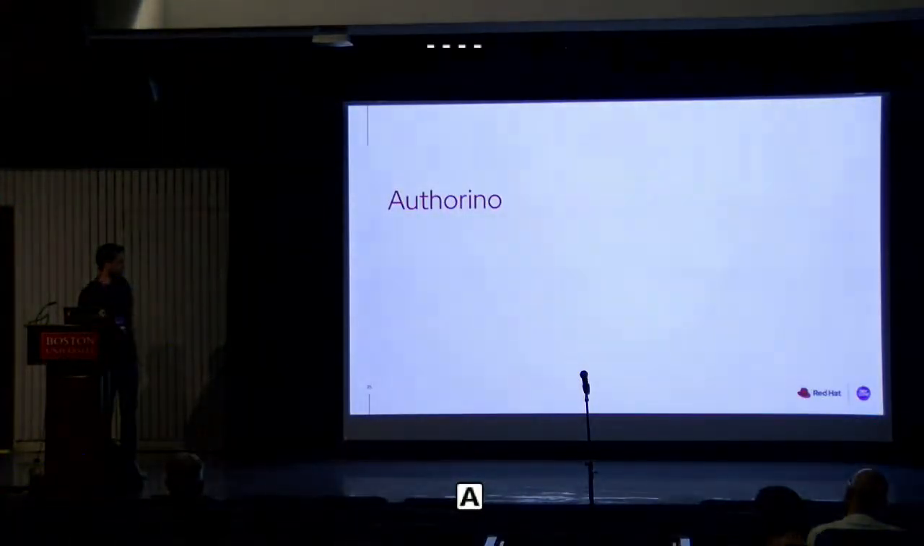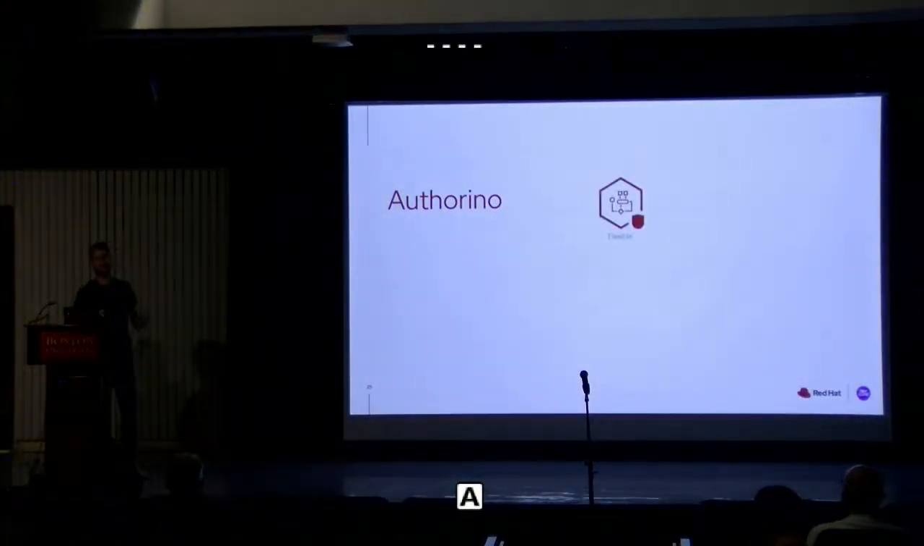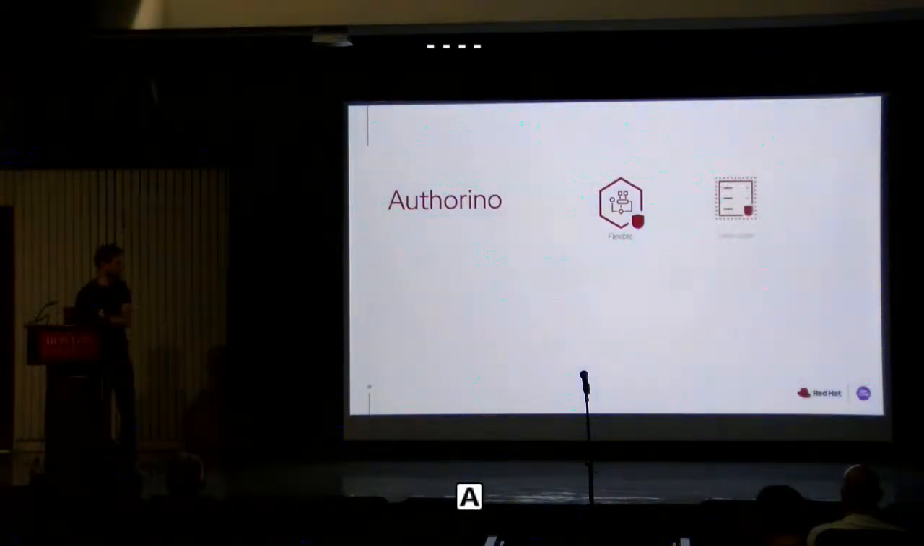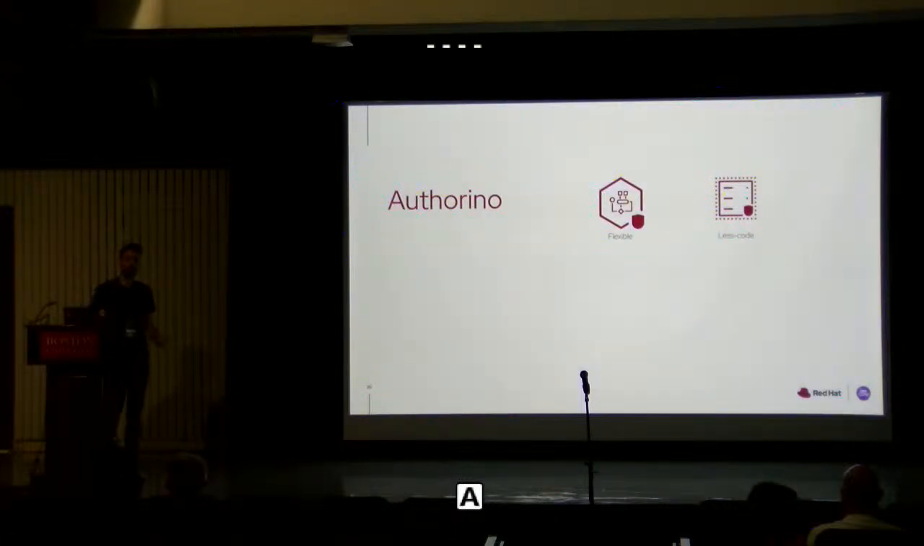So wrapping it up, Authorino is an external authorization server that implements the Envoy external authorization protocol. It makes it super easy and flexible to implement authorization from the outside. It is a less code to no code solution. As you can see, this speaks the language that we all know of Kubernetes.